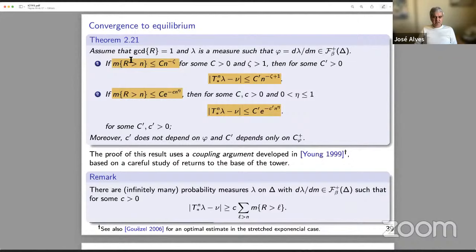Let me say that in some sense this result is optimal. There are infinitely many probability measures for which this happens here. So this is saying that if the tail decays at one of these speeds, the conclusion is optimal in this sense. There are measures for which we have the reverse inequality. If for instance the tail decays polynomially with minus zeta, then this series is of order minus zeta plus one, which is precisely what we have here. And for exponential or stretched exponential, this series is of the same order. And so the estimates of the theorem are optimal. Given any measure lambda, it's always possible to obtain measures for which we cannot achieve better than these conclusions.